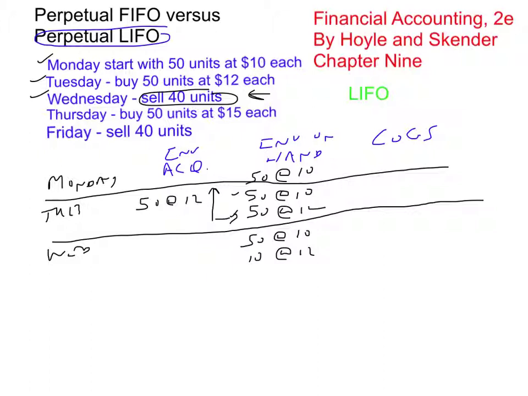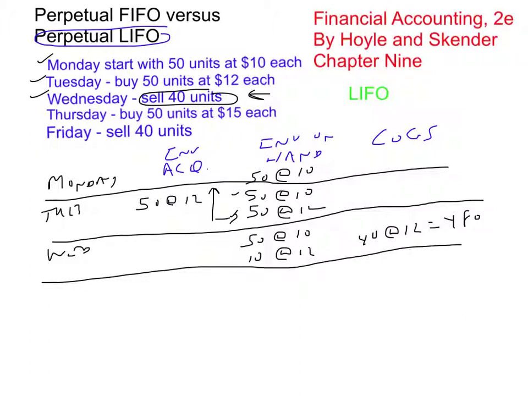When you get ready to say, what's the cost of goods sold? So what did we move into cost of goods sold? We moved 40 units at $12 a piece. That's $480. There is where, right there is where you see LIFO.